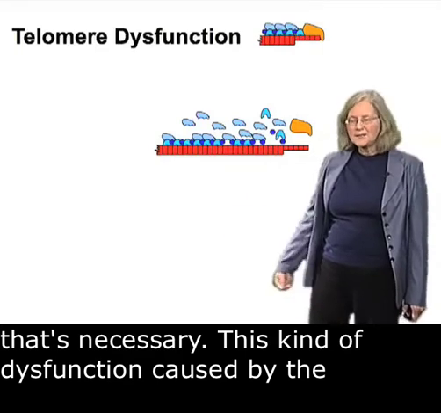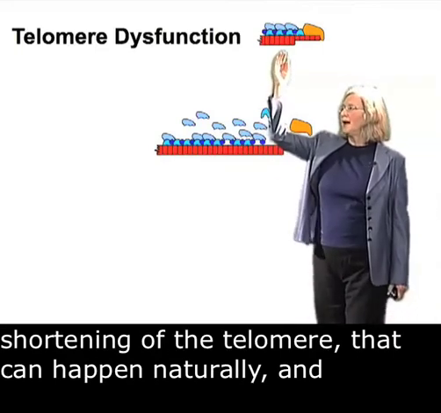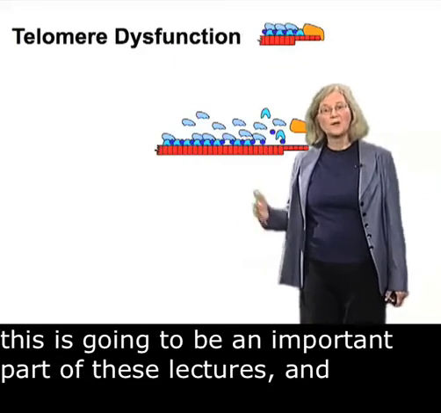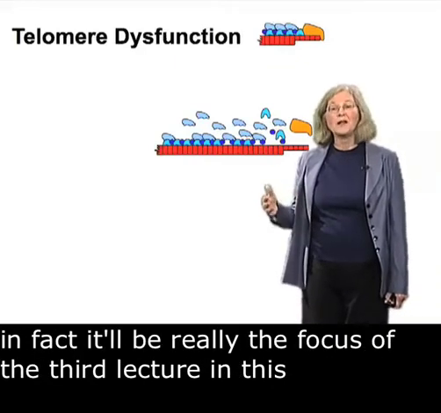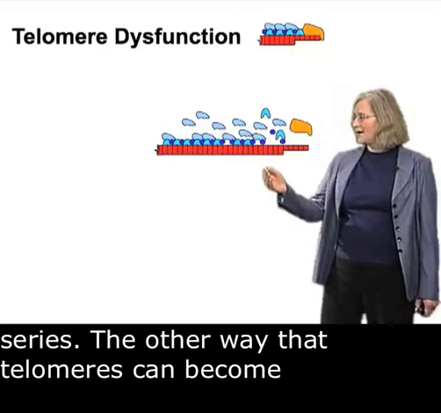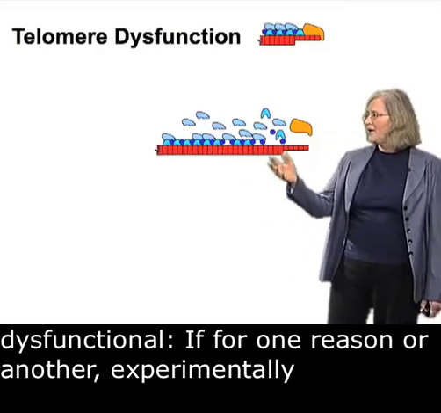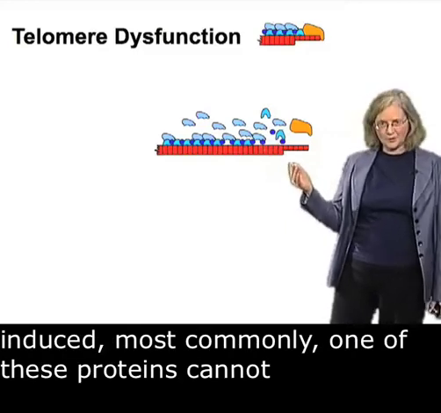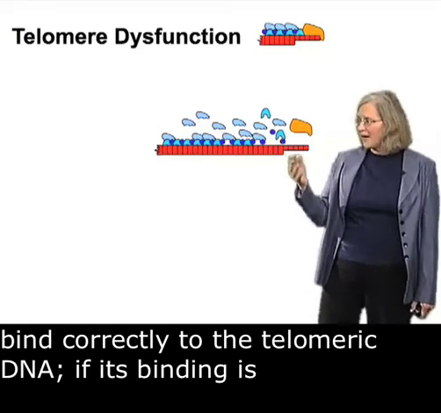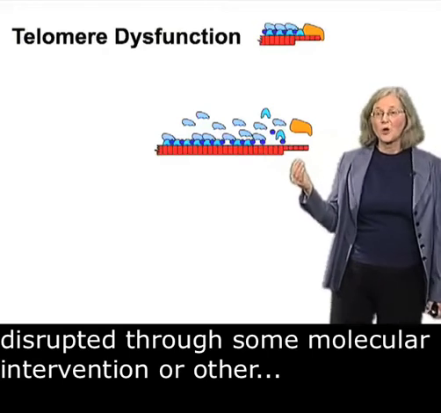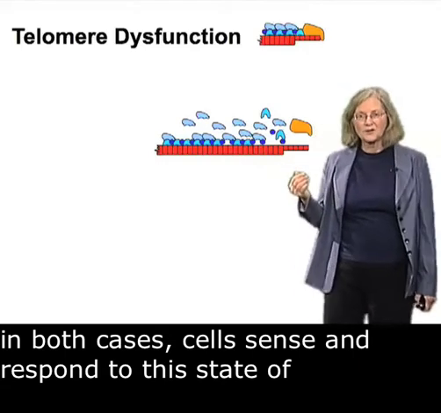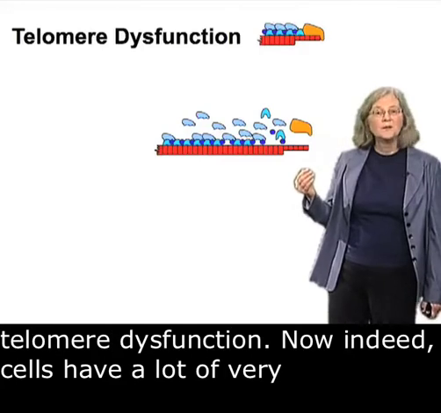This kind of dysfunction caused by the shortening of a telomere, that can happen naturally, and it does, and we'll get back to that in a moment because this is going to be an important part of these lectures, and in fact it'll be really the focus of the third lecture in this series. The other way that telomeres can become dysfunctional is if, through one reason or another, experimentally induced most commonly, one or more of these proteins cannot bind correctly to the telomeric DNA, if its binding is disrupted through some molecular intervention or other. In both cases, cells sense and respond to this state of telomere dysfunction.